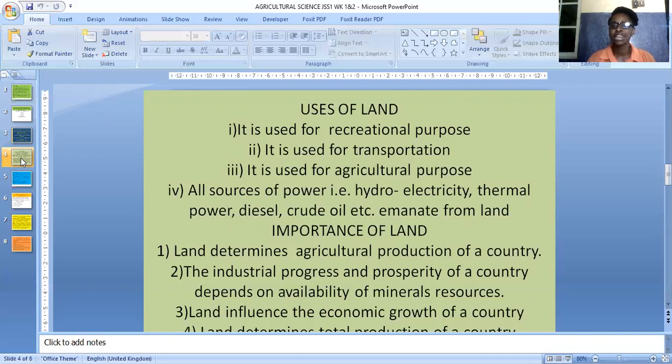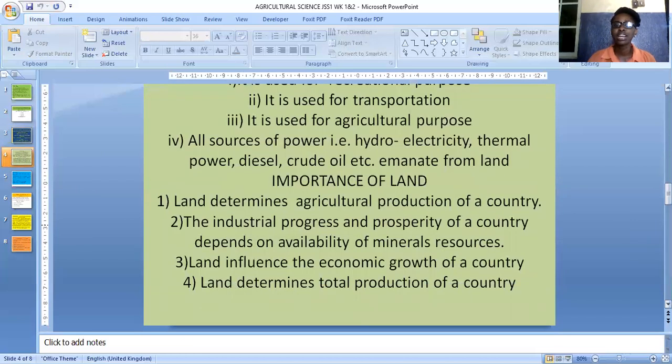Importance of land. 1. Land determines the agricultural production of a country. 2. The industrial progress and prosperity of a country depends on the availability of mineral resources. We have some natural resources that come from the land. The crude oil is gotten from land. 3. Land influences the economic growth of a country. Land determines the total production of a country.